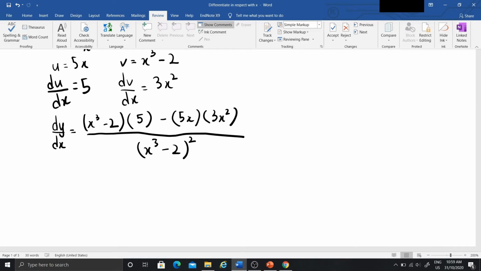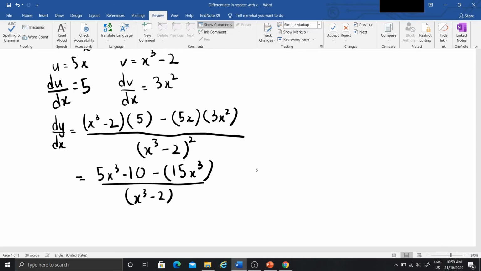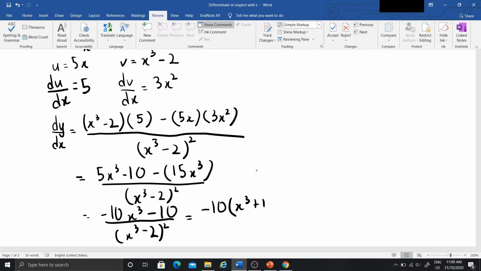You can simplify the numerator portion. You will get 5x cubed minus 10 minus 15x cubed, which will give you minus 10x cubed minus 10. You can simplify by factorizing negative 10, you will get negative 10 times (x cubed plus 1) divided by (x cubed minus 2) squared. This is the answer for question number 1.